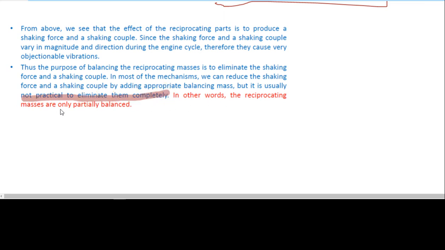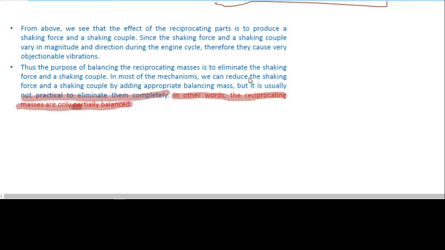So what we do is we opt for an optimum or in-between method that is called partial balancing. So we only balance the reciprocating masses partially. We cannot completely balance it.